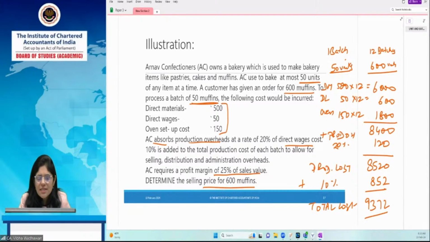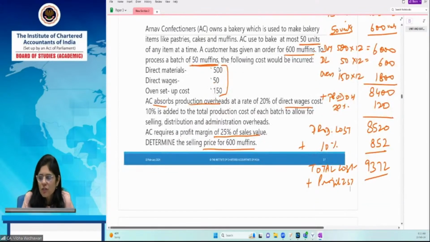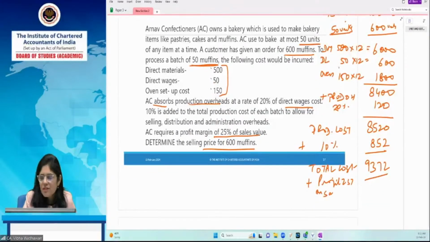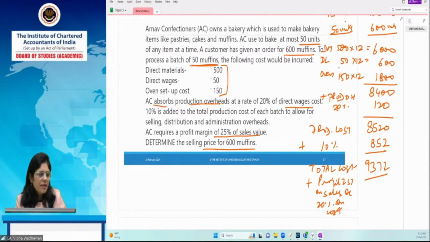Total cost is 9372 plus profit. Add profit 25% on sales. That means 20% on cost. 25% on sales or 20% on cost. Can you calculate the profit, please, now? Calculate the profit.